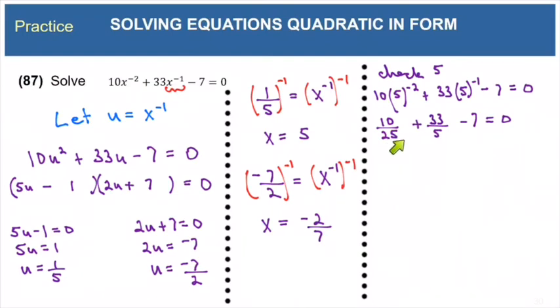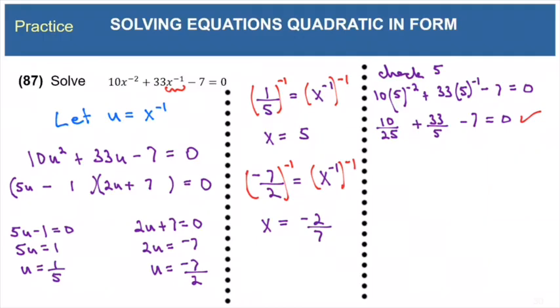Now, without going through too much fuss, we can realize that this fraction can be simplified. If you divide both of these numbers by 5, you're going to get 2 over 5. So if we have 2/5 plus 33/5, that's 35/5, which simplifies to 7. 35 divided by 5 is 7. And then 7 minus 7 is 0, so this does check.